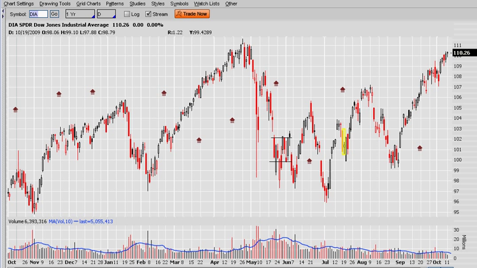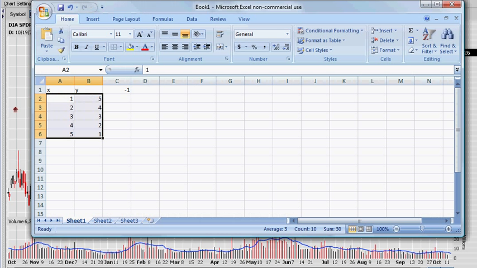A linear regression line, all it is, is basically a line of best fit to the data. Okay, that's the simplest way I can put it. So we'll go to Excel, and I already plotted some data here, and we have 1, 2, 3, 4, 5 on the x-axis and 5, 4, 3, 2, 1 on the y-axis, as the y values and the x values corresponding.